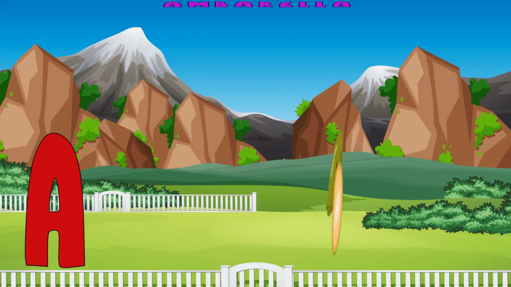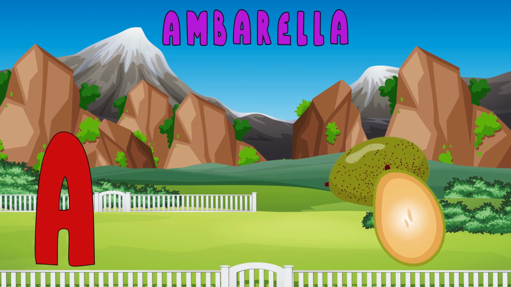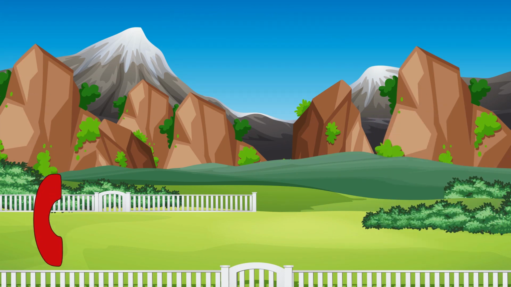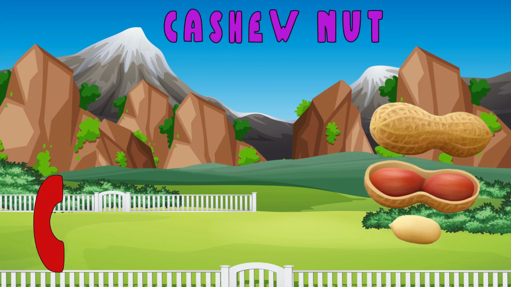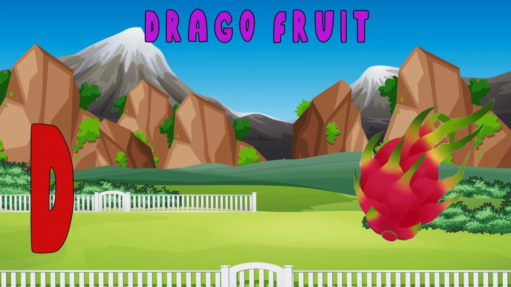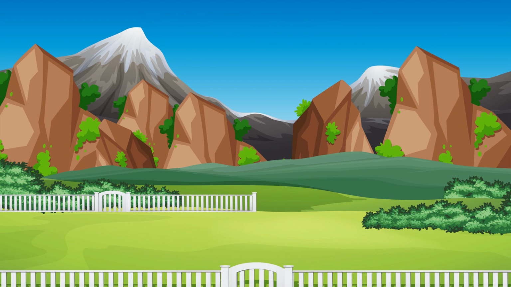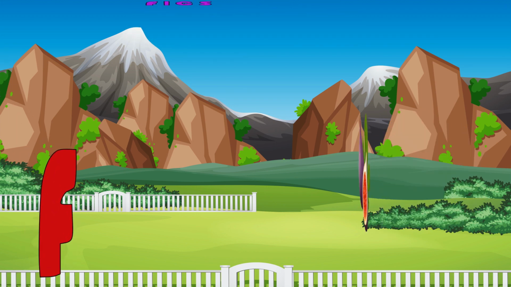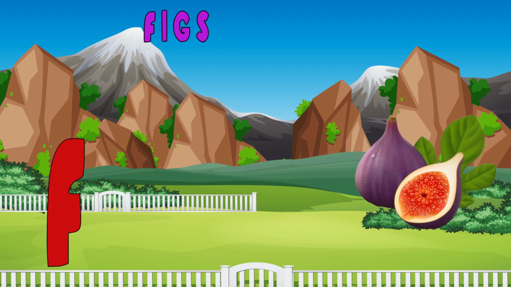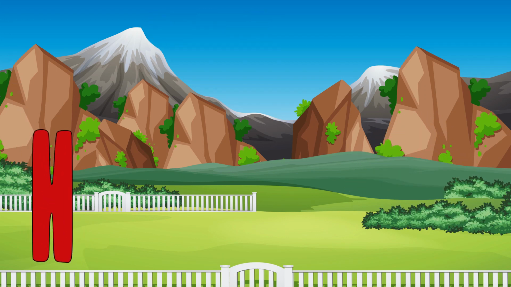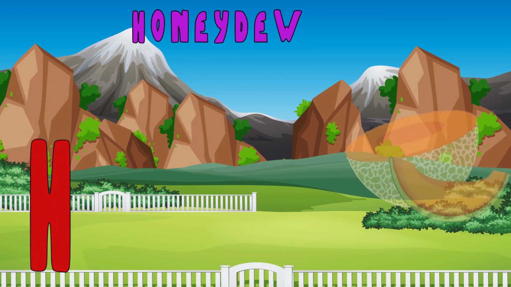A is for Amarilla. B is for blackberries. C is for cashew apple. D is for dragon fruit. E is for elderberry. F is for figs. G is for guava. H is for honeydew.